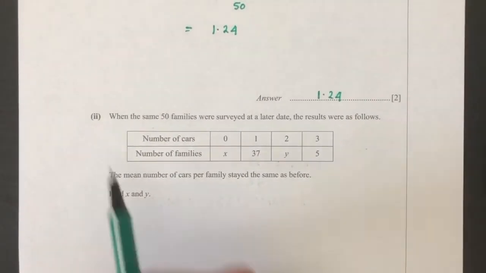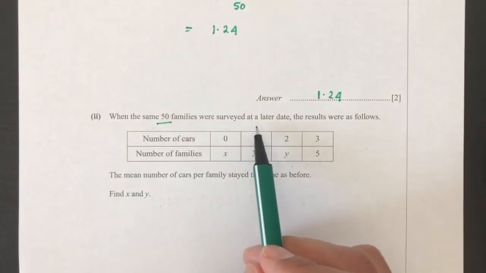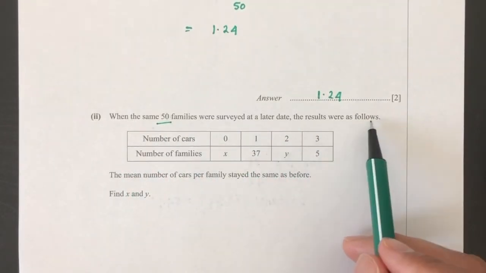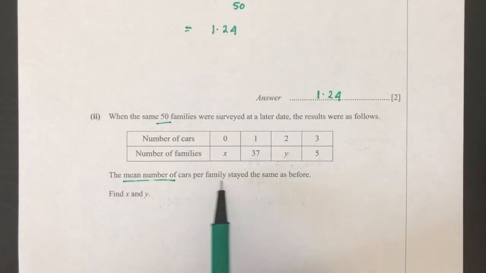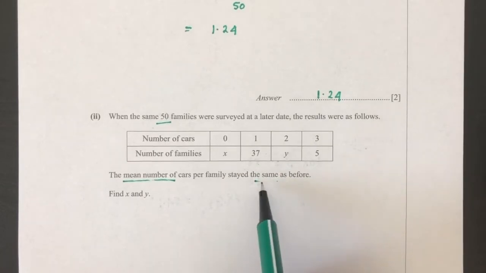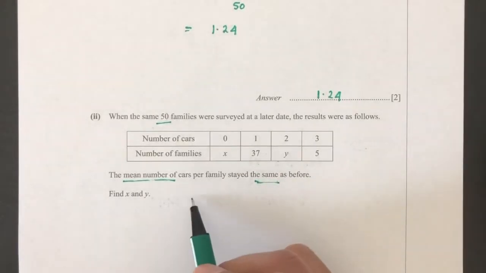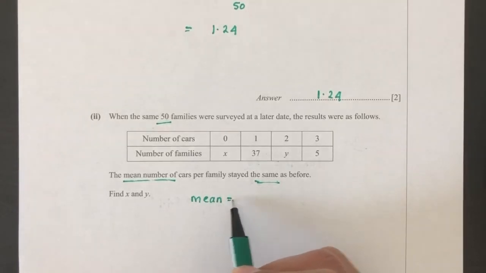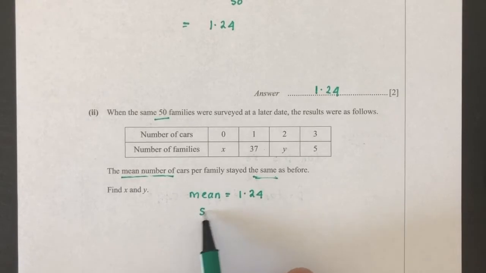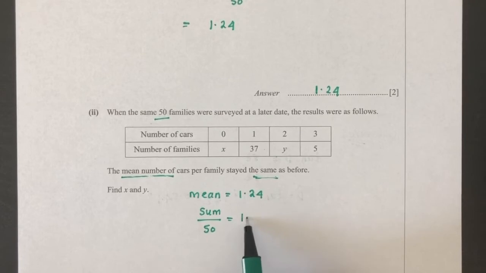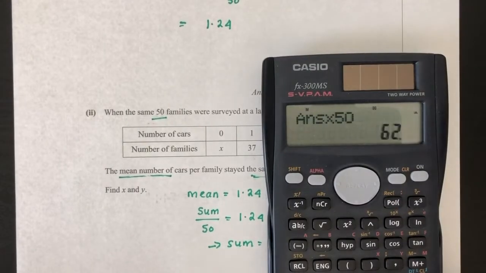Now for part 2, when the same 50 families were surveyed at a later date, the results were as follows. It says the mean number of cars per family stayed the same as before. Find the value of x and y. So the mean before was 1.24, right? How did you find the mean? You find the sum of cars divided by 50 to get 1.24. So basically the sum will be the same. Sum will be 1.24 times 50. That will be 62.